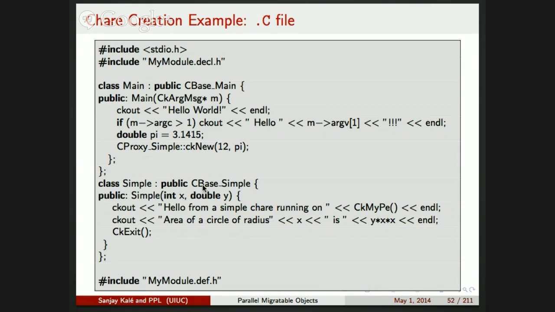So then when we look in the actual C file, we define the two classes for each chare. Main, again, inheriting from the generated base class, as well as Simple, inheriting from its own generated base class. And then in main, we have our entry to the execution of the Charm++ program. It prints out a message, reads in some arguments, and then it goes ahead and uses CkNew to create a new Simple chare. And notice here we pass in the arguments we want to be passed to the Simple chare constructor, so that when that chare is actually executed, you will see a hello message telling you what PE it's run on, and then a message involving the parameters.